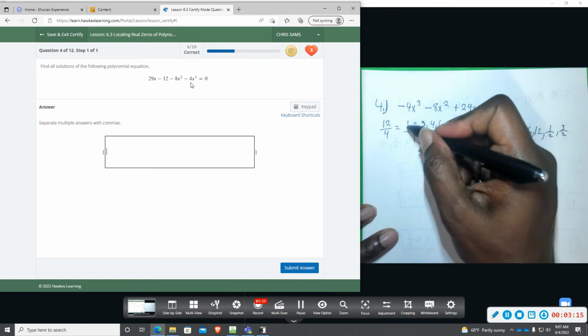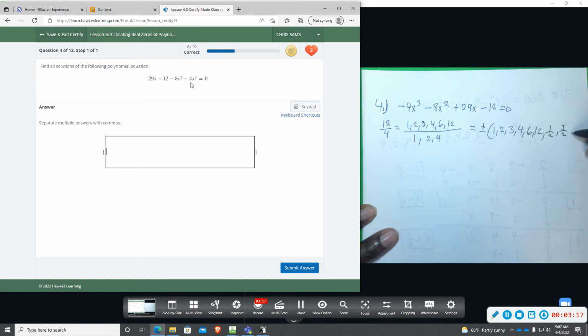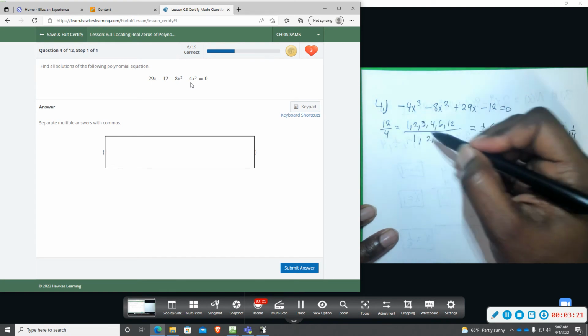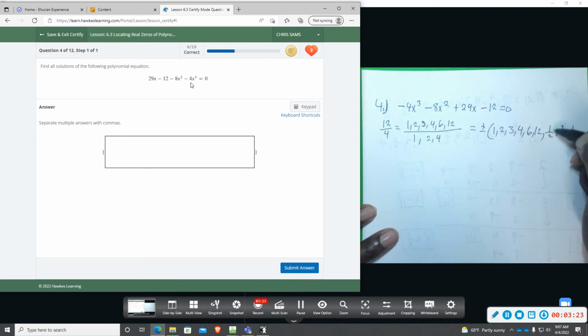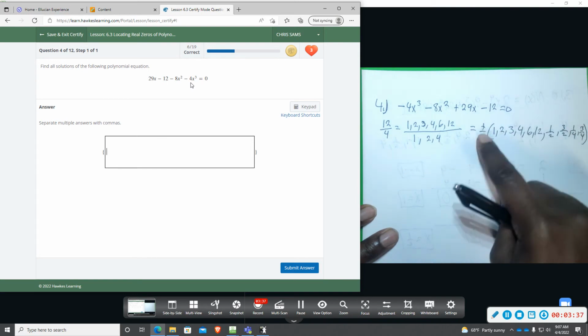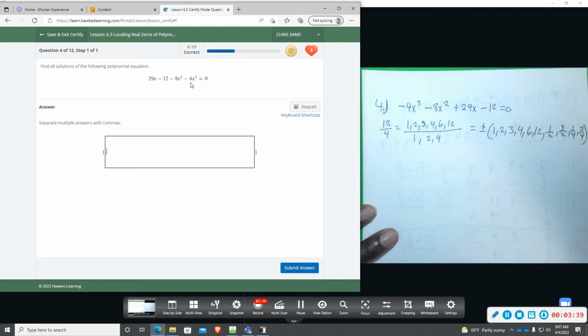And now I have to do everything divided by 4. So 1 over 4. 2 over 4 is a half, which we already got. 3 over 4, don't have that one. 4 over 4 is 1. 6 over 4 is 3 over 2, which we already got. And 12 over 4 is 3. So this would be your big list of possible zeros.